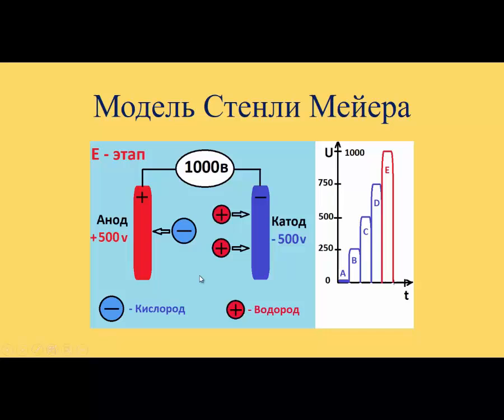Finally, stage E is the stage of the molecule break. The molecule is torn under the action of a voltage of 1000 volts, and we see that the oxygen atom, negatively charged, is attracted to the anode, and the hydrogen atoms, positively charged, are attracted to the negative cathode.